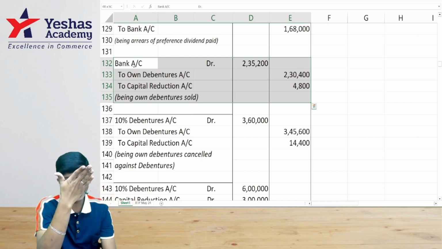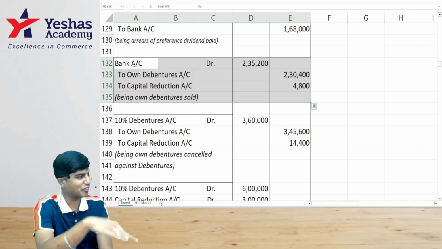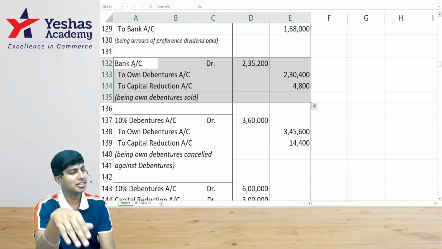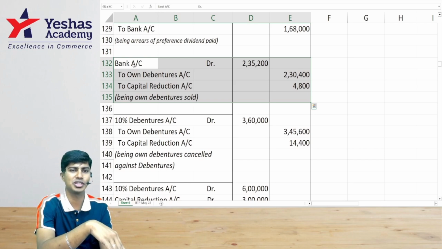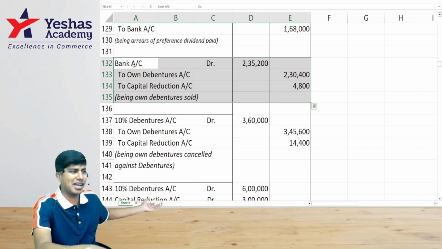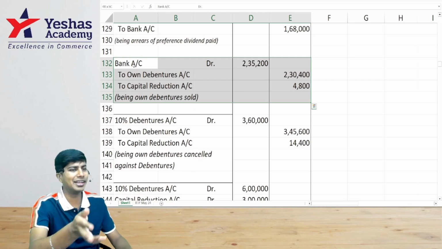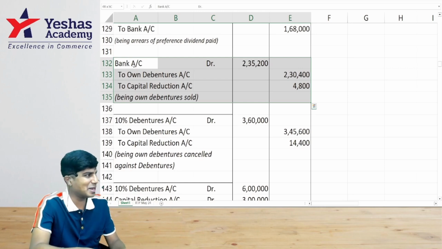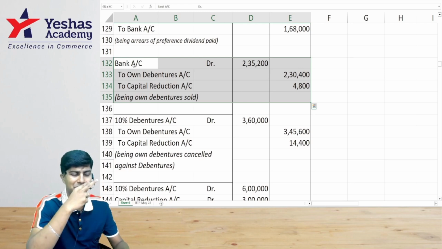If you split this entry into two, you won't write bank account debit to capital reduction. You should write bank account debit to own debentures 2,35,200. Then own debentures account debit to capital reduction 4,800. If you write bank account there, it is not wrong, but it's not completely correct also. We did this in investment accounting, splitting an entry into two.